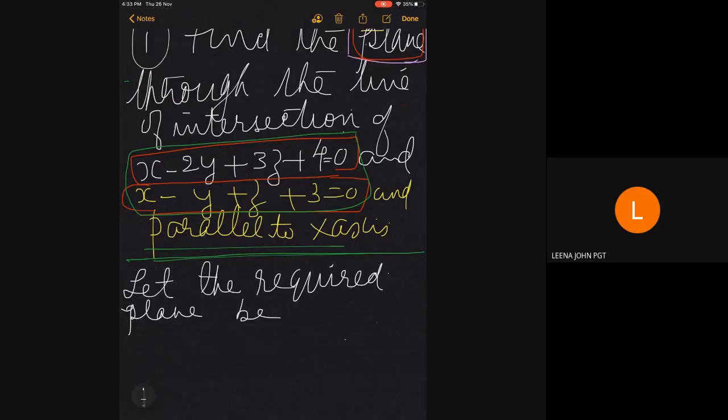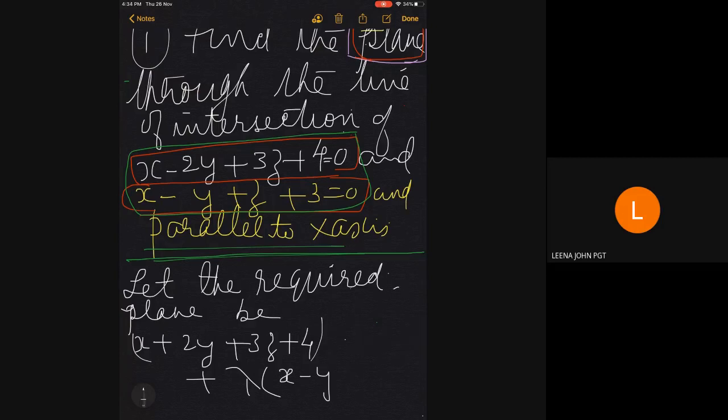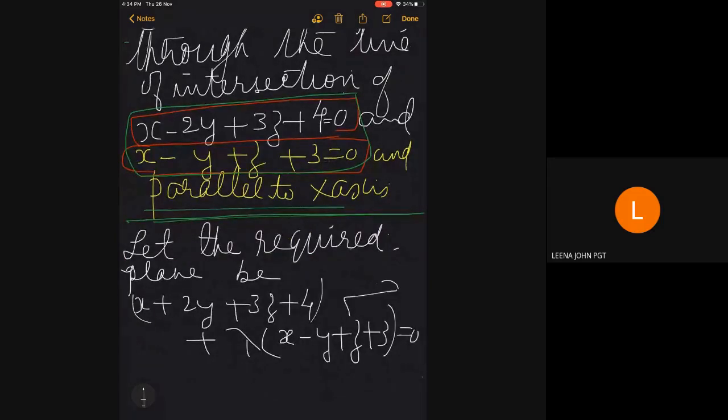Our plane is also passing through the line of intersection. So one member from the family of planes will be our required plane. So we can assume the required plane as the first equation of the given plane plus lambda times the second plane, that is x minus y plus z plus 3 equal to 0. So this is assumed. This is our required plane.